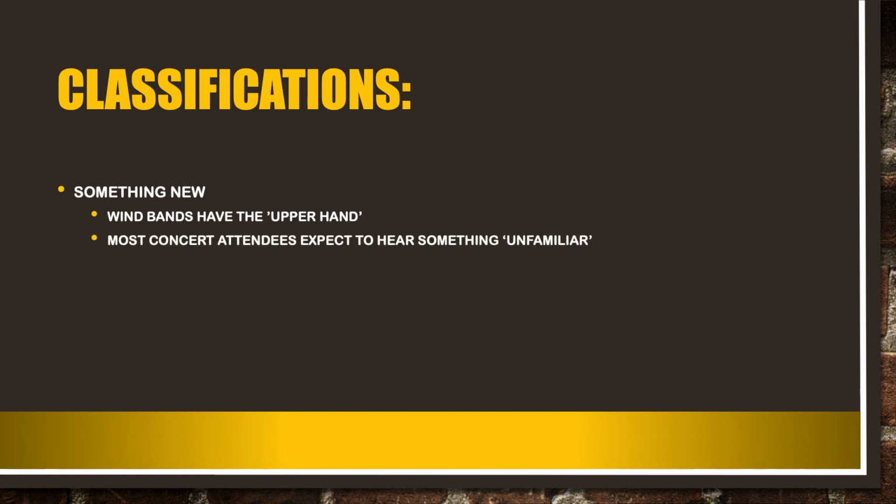Also, most of our concert attendees, whether parents or community members, when they show up at a band concert, they expect to hear music that may be unfamiliar to them. This is drastically different from our orchestral colleagues, who feel the necessity, and rightfully so many times, to program music that is very well known, like a Beethoven symphony or a string serenade by Dvorak. With the wind band, although we do have those types of literature, we also have a much larger body of new music, and therefore our concertgoers expect to hear music that they may not be familiar with.